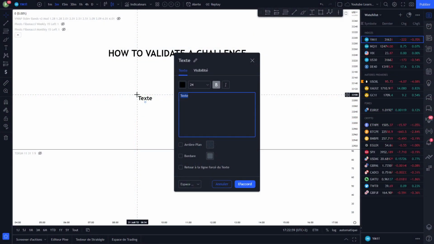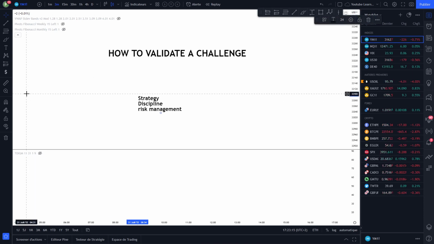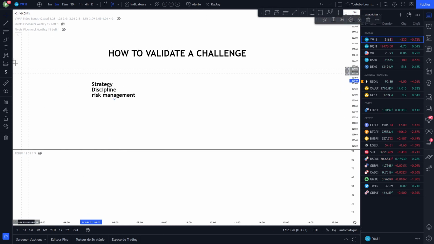Okay, so we're gonna speak about the strategy first, then we're gonna talk about discipline, and finally about risk management. I think these are three really important points that you need to work on. I don't think the strategy is the most important one, because if you have a good strategy, not the best one, you can still succeed in trading, but you need to have really good risk management and good discipline.